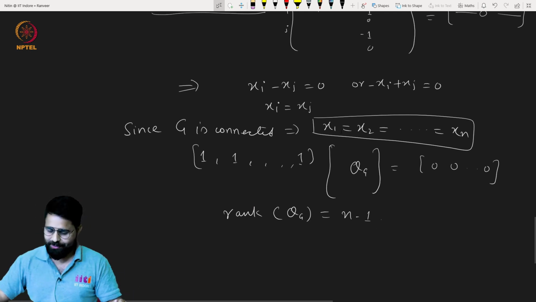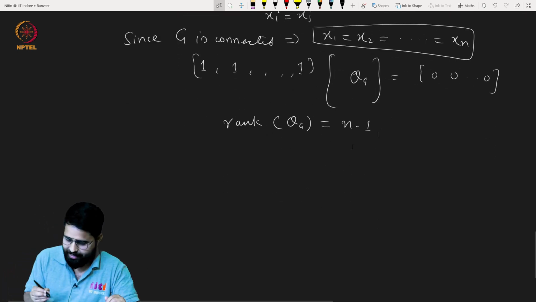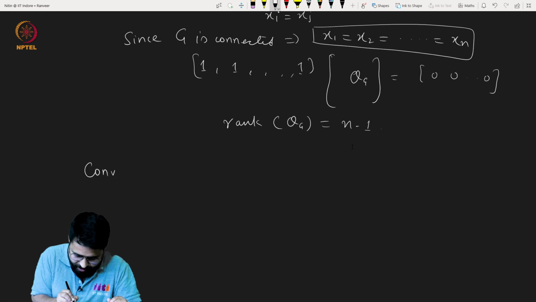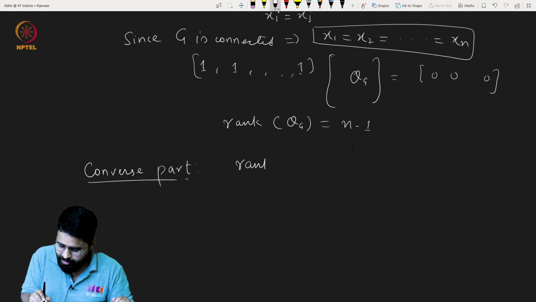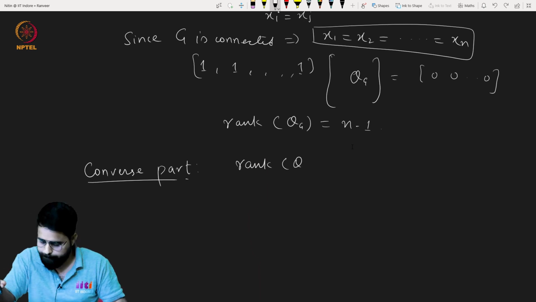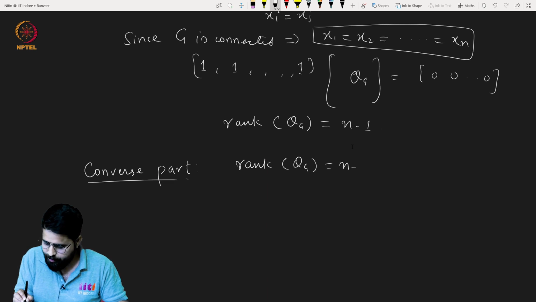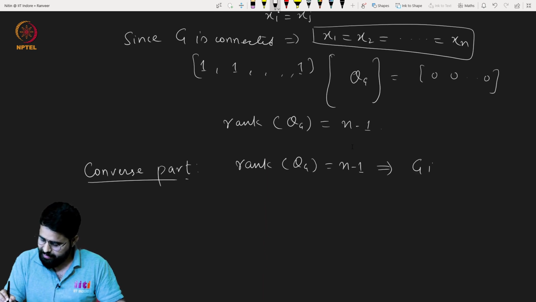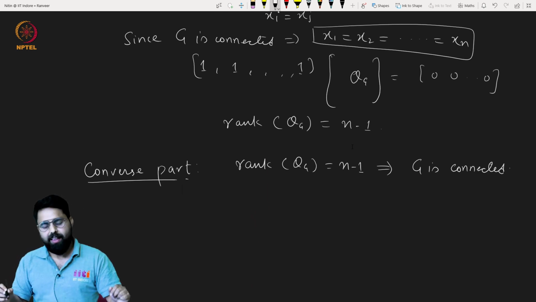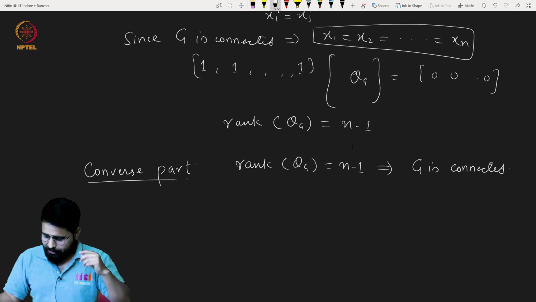Now what about the converse part? The converse part is this. Suppose the rank of QG is n minus 1. Then we have to establish that G is connected. This is also straightforward.